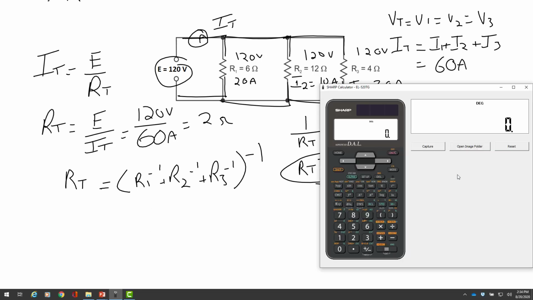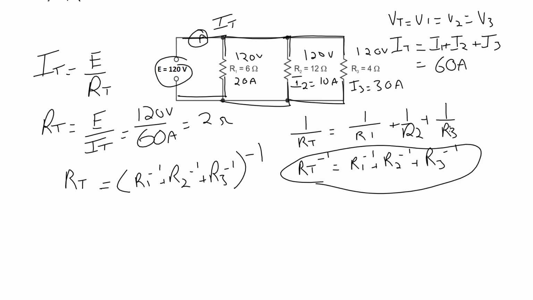So if I were to enter this in, I would simply go bracket 6, second function 2 plus 12, second function 2, you can see the x to the minus 1 there, plus 4, second function 2, and bracket, and second function 2, and it equals. So there's your R total. R total is equal to 2 ohms.